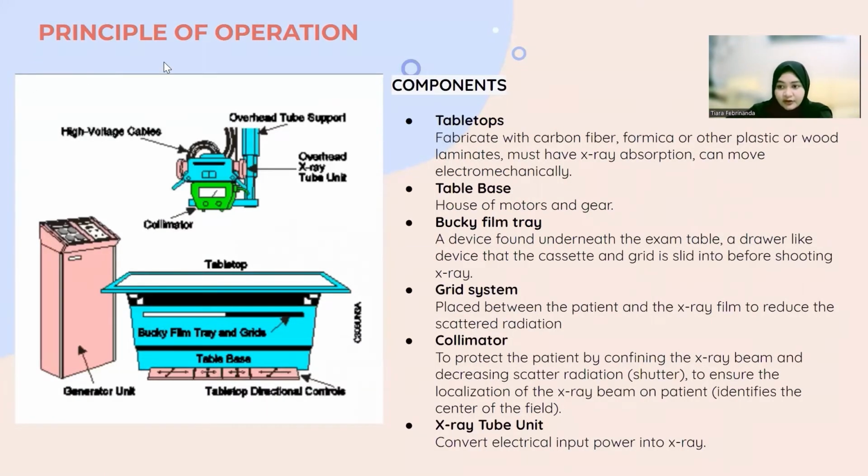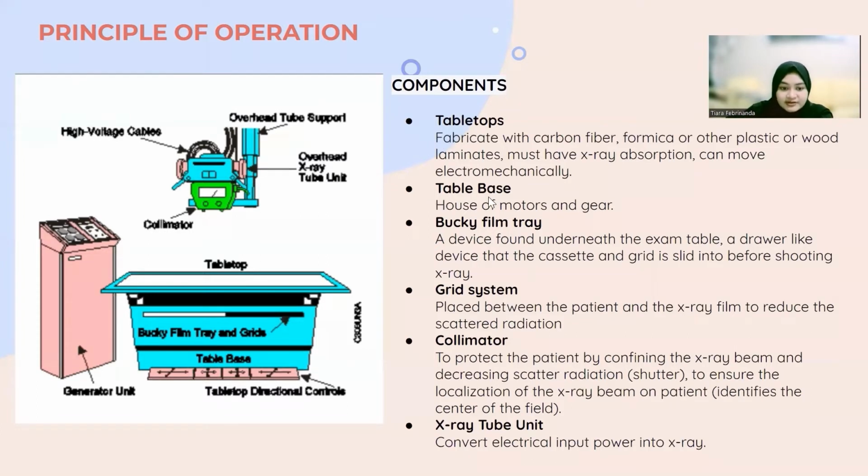Principle of operation of digital radiography. The components are double tubes. Double tubes is here. Fabricated with carbon fiber, formica, or other plastic or wood laminates, and must have X-ray absorption and can move electromechanically.